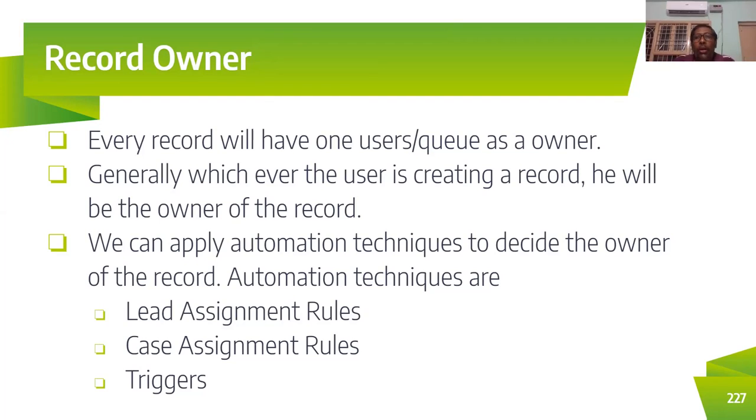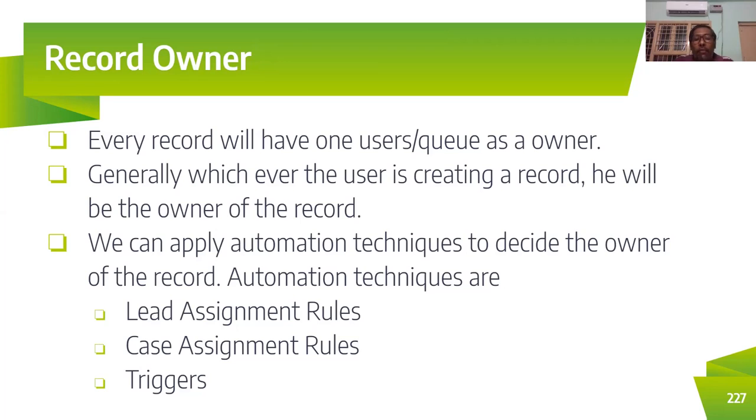I've created a queue, and initially whoever creates the record will, by default, be the record owner. But think about what I did: I created a queue and changed the record owner from the individual user to the queue, right? So here we need an automation technique that will automatically create the record and decide the record owner. As of now, I created a queue and changed it manually, but here it has to be done automatically.